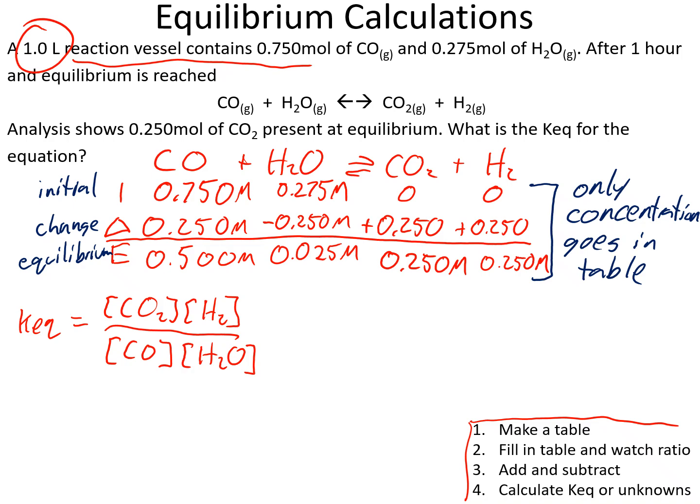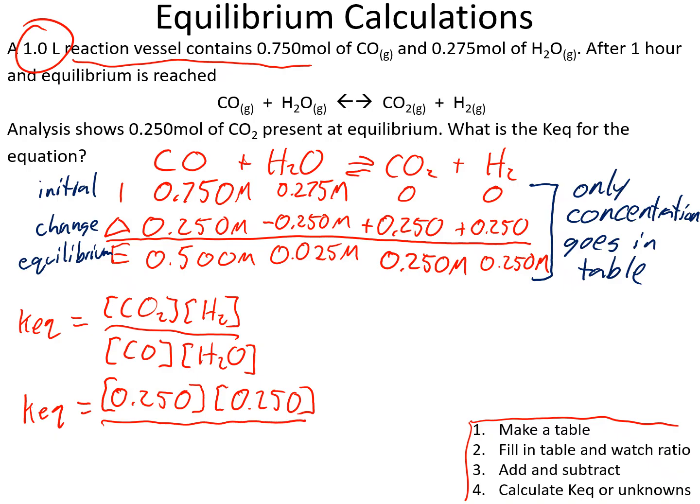Now I input my values into my KEQ expression. The only thing that can go into KEQ is the equilibrium line. That's the only thing that goes in there. So I input my things in there. So KEQ equals 0.25 and H2 is also 0.25, over CO, which is 0.5, and 0.025.